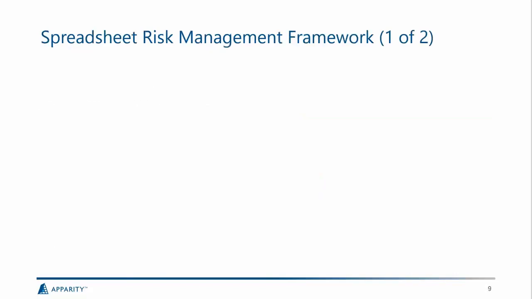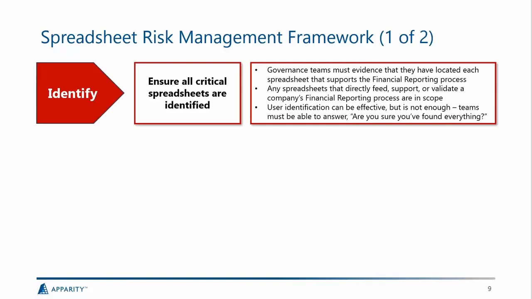Now, how we do this is first by defining an effective spreadsheet policy. And there are really three main components to this. The first being the identification of all your critical spreadsheets that make up or feed into your financial reporting processes. Governance teams need to evidence that they've located all spreadsheets in their environment that support any of your financial reporting processes. This applies to any of your spreadsheets that may directly feed, support, or validate your financial reporting processes. All those really are in scope.